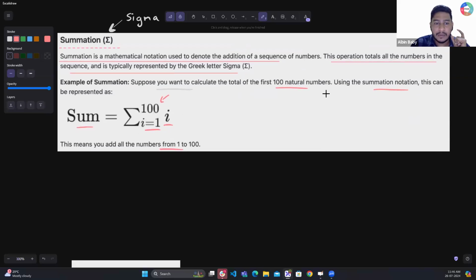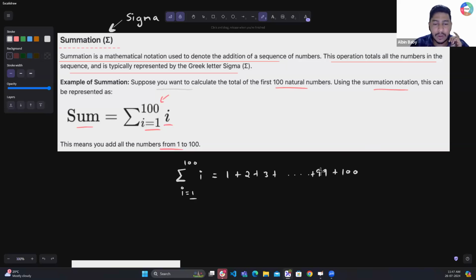So let's say if I write summation of i equals 1 to 100 of i, which should be equal to, if I expand the sequence, 1 plus 2 plus 3 plus till 99 plus 100. So this is the sequence of it. So basically, it calculates the sum from this particular range to this range. Got it? So from 1 to 100, you are just calculating the sum. So summation stands for calculating the sum.